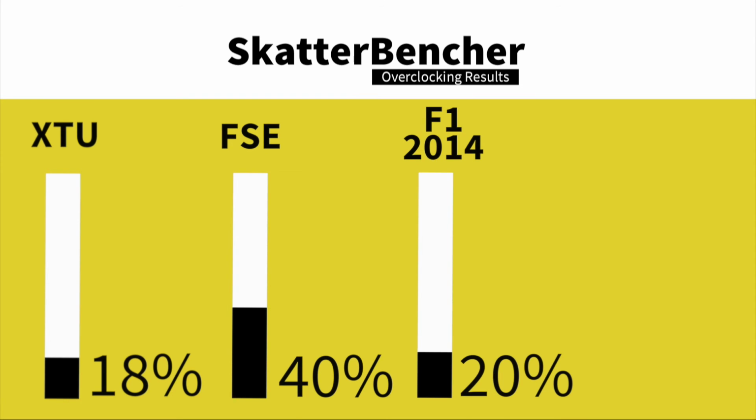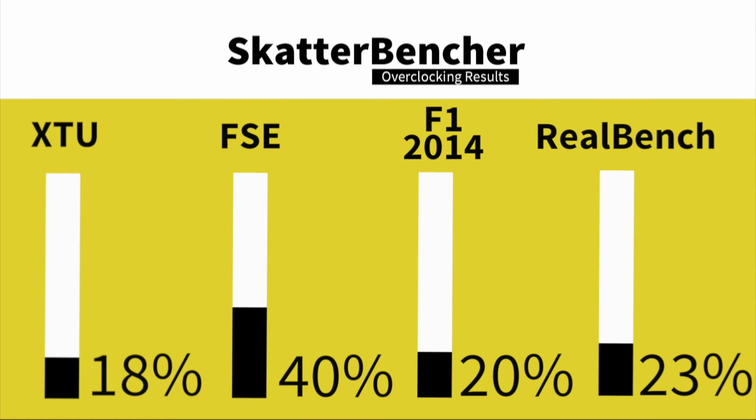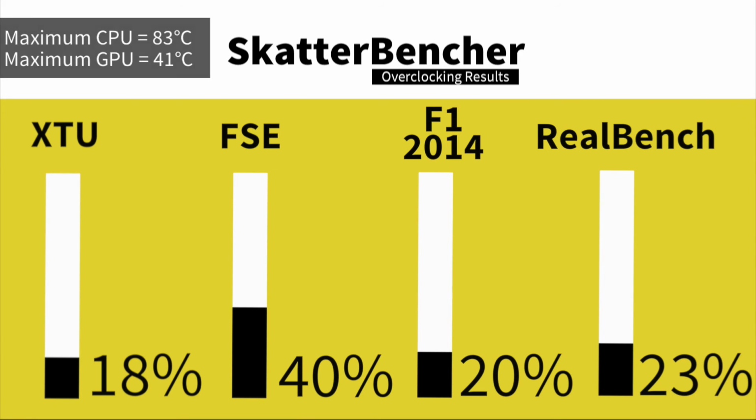In F1 2014, our minimum FPS has gone up to 71, which is 20% over stock performance. And in ROG RealBench, we now have a score of 103,741 points, 23% over stock. The CPU temperature under load is 83 degrees centigrade, and the GPU temperature under load is only 41 degrees centigrade.